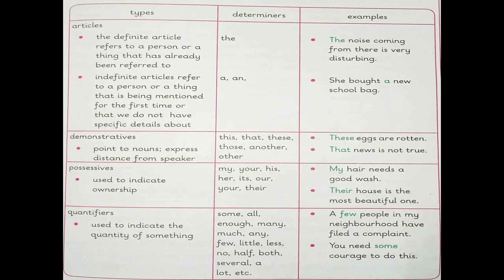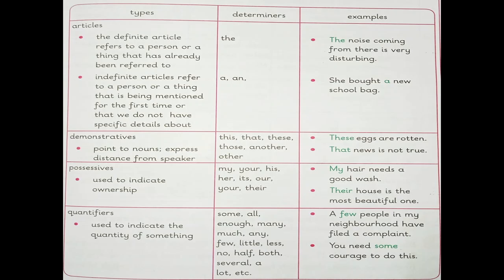Students, now the fourth kind of determiner is quantifiers. As the word says, it tells us something about the quantity. So, students, this kind of determiner is used to indicate the quantity of something. For example, some, all, enough, many, much, any, few, little, less, no, half, both, several, a lot, and so on. There are a lot of others also, students.